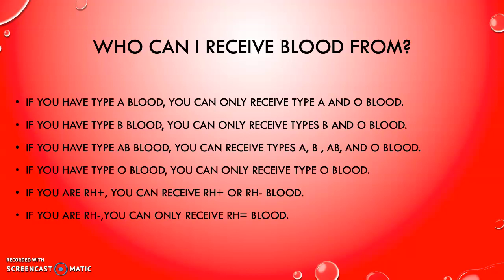If you have type A blood, you can only receive blood from a type A and type O person. If you have type B blood, you can only receive blood types B and O. If you have type AB blood, you can receive AB, A, B, and O blood, which is about all of them. And if you have type O blood, you can only receive type O blood. If you are Rh positive, you can receive Rh positive or Rh negative blood. But if you are Rh negative, you can only receive Rh negative blood.